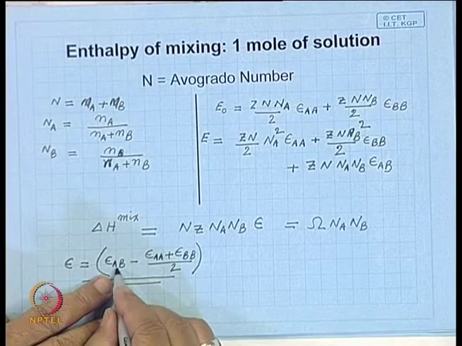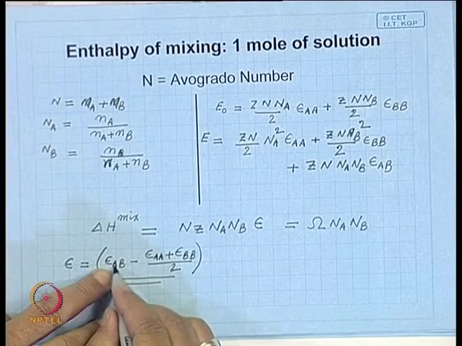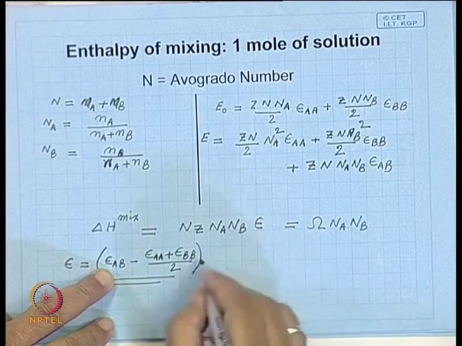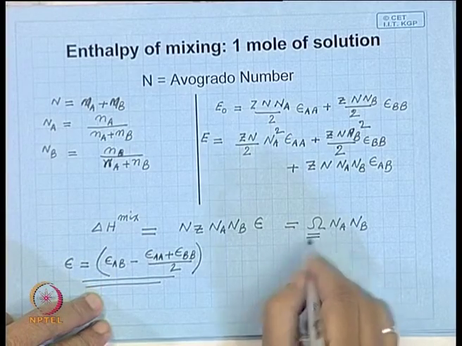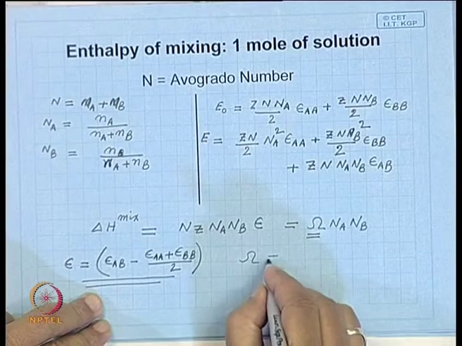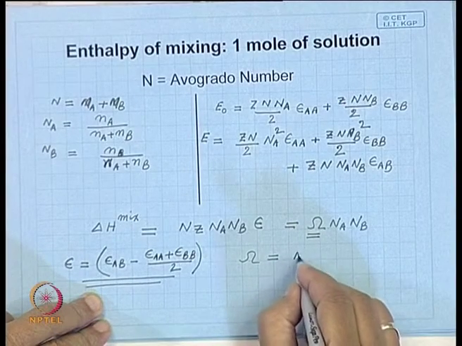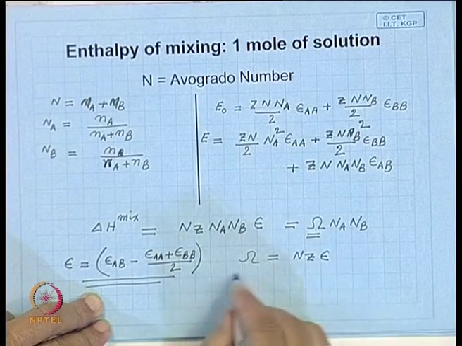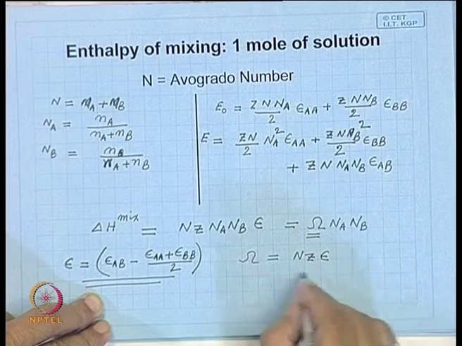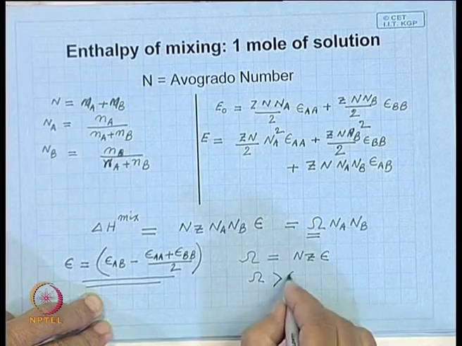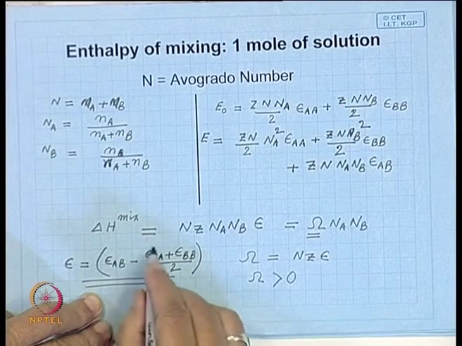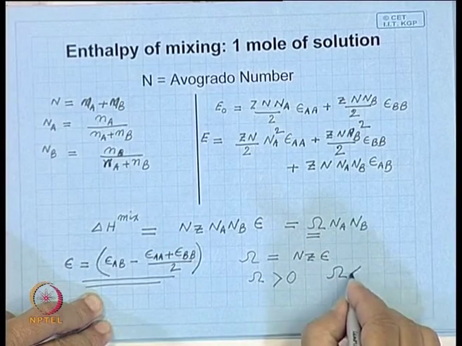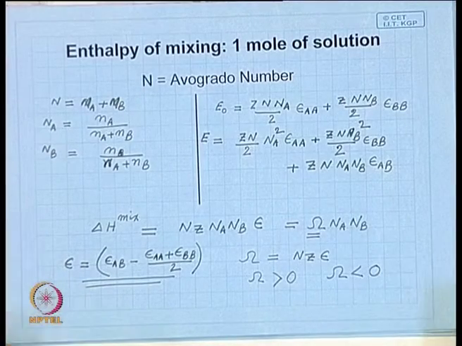Now, look at this term. If the tendency of ordering is more, so if AB is more than this, then epsilon is positive. In that case, this omega is equal to n z epsilon. So, if this is positive, then omega is greater than 0. Whereas, if A-A type of bond is preferred over A-B, in that case this is less than 0.